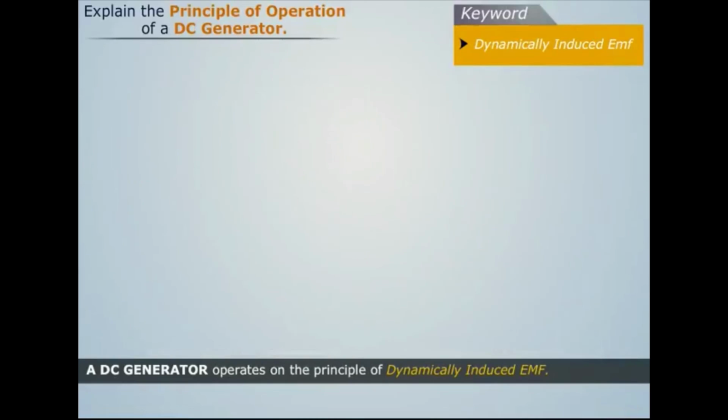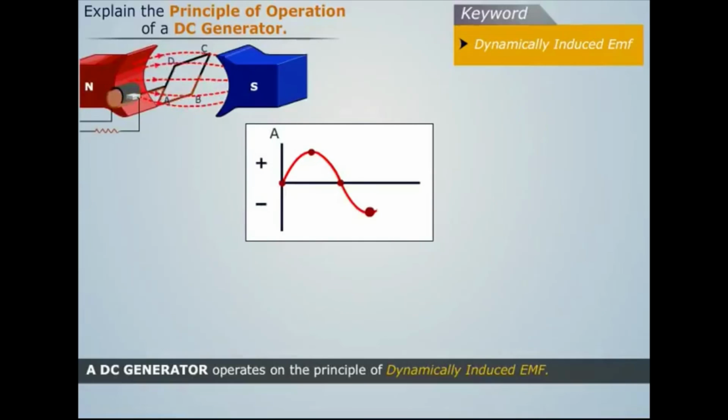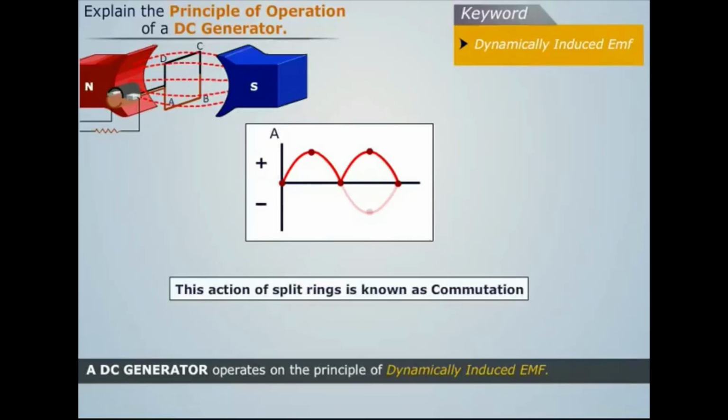Thus, we see that similar to an AC generator, current induced in the coils of a DC generator is also alternating. But due to the rectifying action of the split rings, current across the external load becomes unidirectional. This action of split rings is known as commutation.